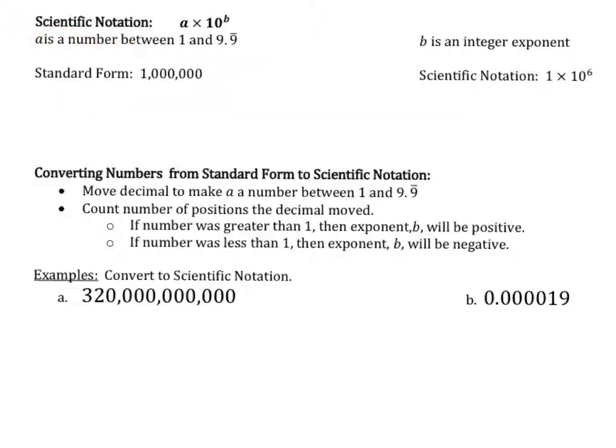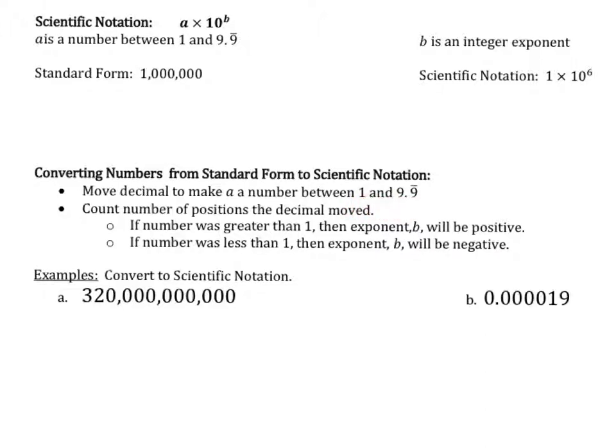What I want you to be able to do is to convert from standard form to scientific notation and vice versa. And so let's look at how we go from writing a number in standard form, which is what we're used to writing, to scientific notation. All right. In order to do that, we're going to move our decimal to make a number between 1 and 9.9 something, right? So here I started with 1 million. I've got to move my decimal, which is understood to be at the end here, to make this number between 1 and 9 point something.